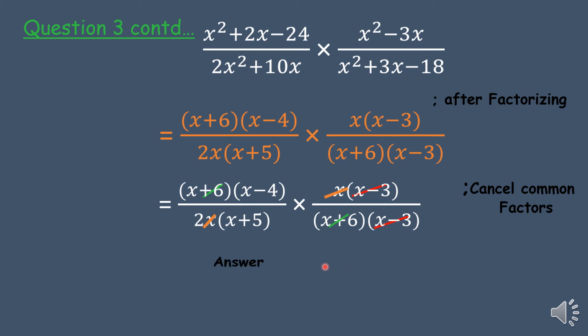And then what you have to do is write the remaining numerator and multiply it with the other numerator. So x minus 4 times 1, and 2 times x plus 5. You get the final answer: x minus 4 over 2 times x plus 5.